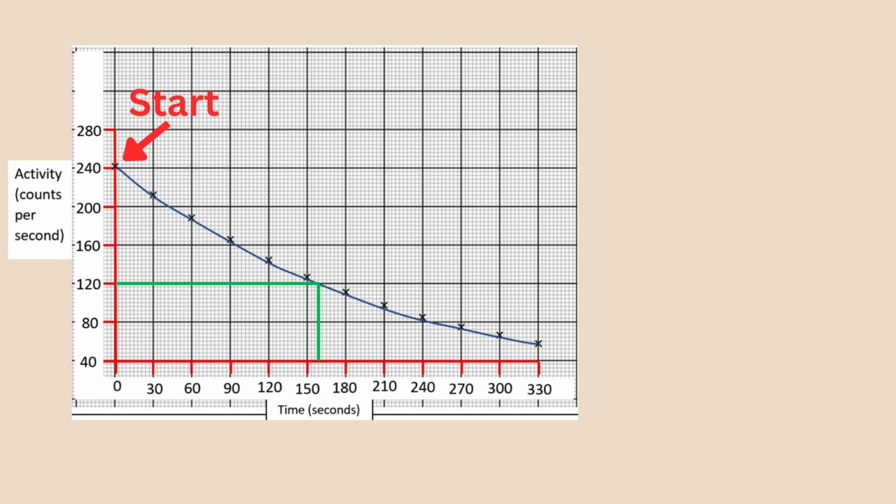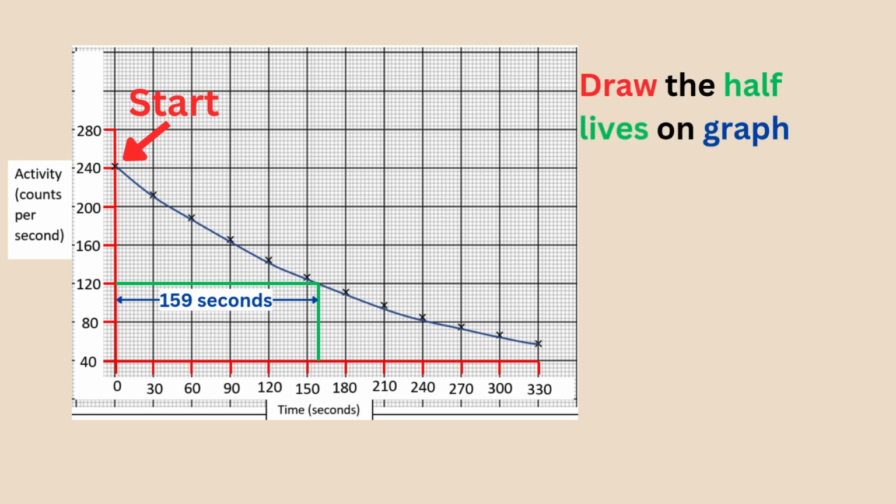Then we will draw a green line from the 120 across to the graph line and then down to the time axis. And that will be approximately 159 seconds for the first half-life, because half-life is when the activity of the sample halves. Now, make sure you draw the half-life on the graph, because often there is a mark for it. Then we will repeat this.